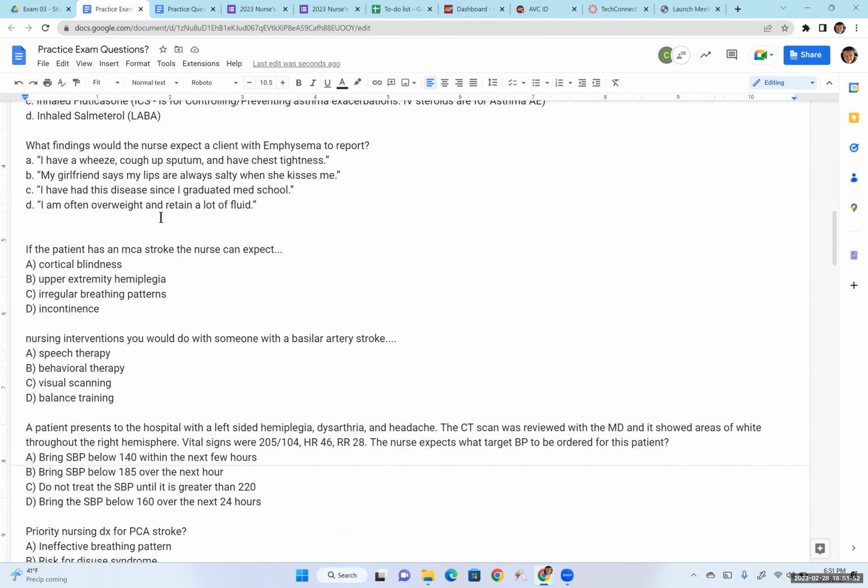Right. What findings does the nurse expect with an emphysema patient? So this is a sign of what? Wheeze, cough from sputum, chest tightness. This could be asthma. If it is a lot of sputum and a lot of coughing, this is chronic bronchitis, right? So the question is asking about emphysema. That's not even on our radar.